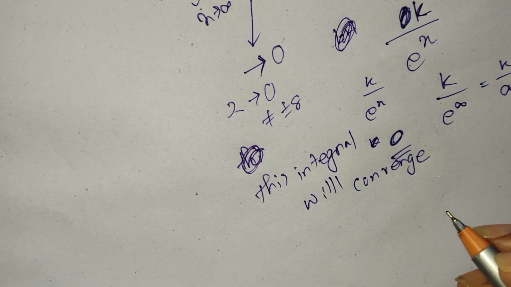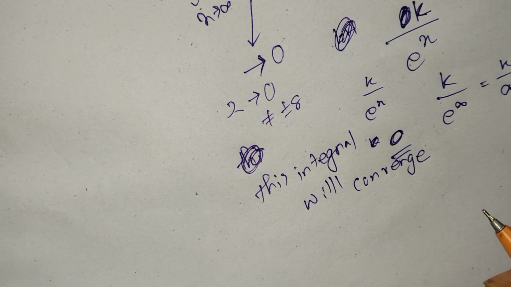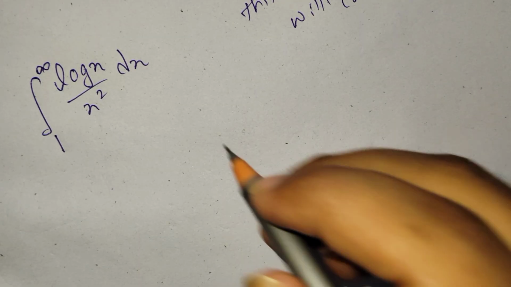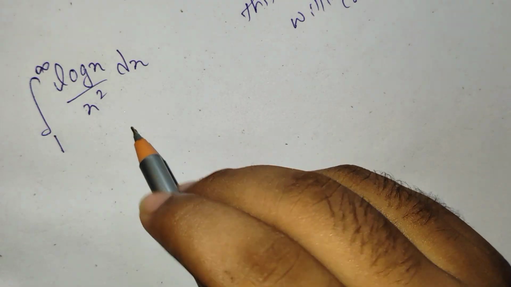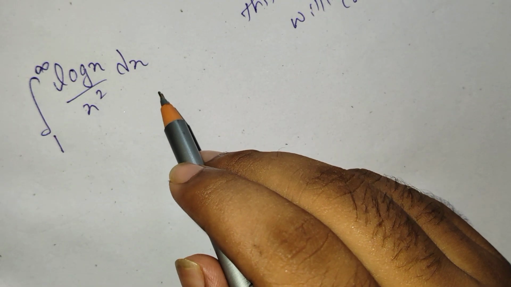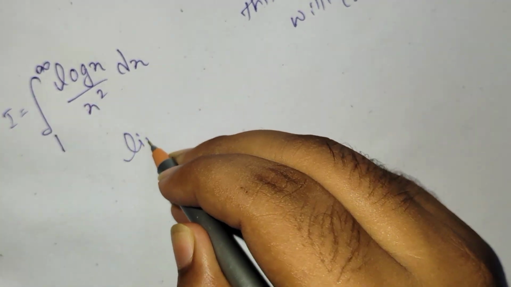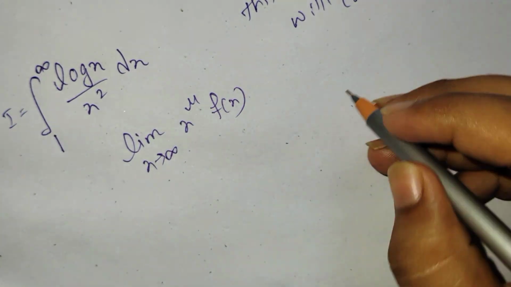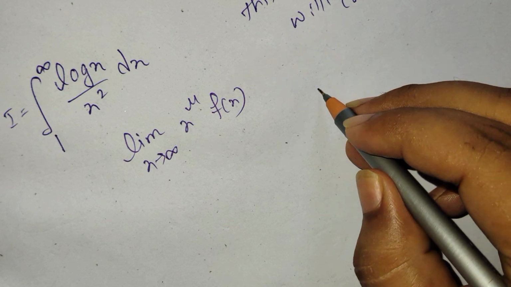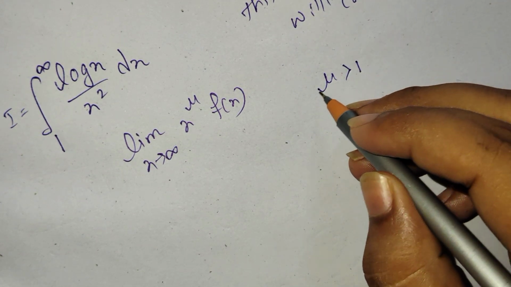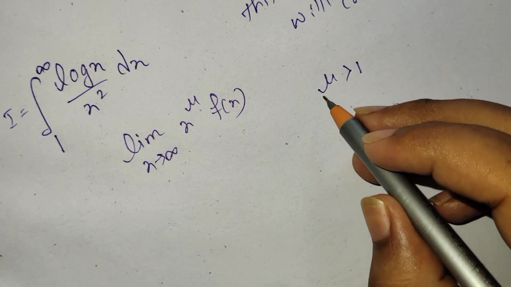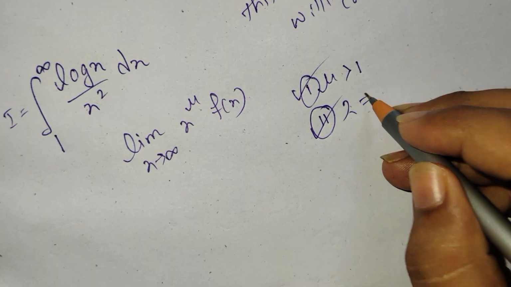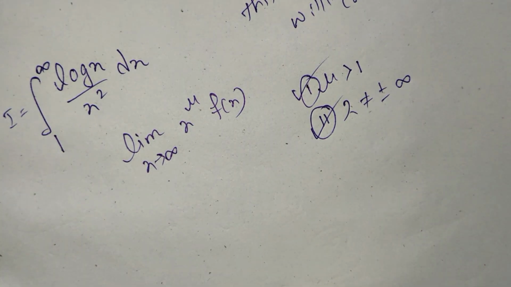Now I am giving another example so that you can relate with that question more properly. Wait a moment. Now you can see this is an improper integral. Now we have to use the mu test for testing the convergence of that integral. Basically you have to solve the limit x tending to infinity, x to the power mu f(x). Now as I have told you, we have to take mu which is greater than 1, and we are assuming the first condition is correct, and we are satisfying the second condition also, where lambda is not equal to plus minus infinity. Hopefully you can understand this portion, right?